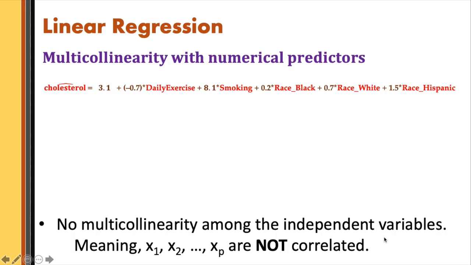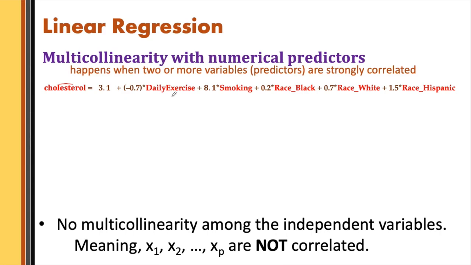Now the question is, does multicollinearity exist in numerical predictors? Yes, when you have two numerical attributes which are dependent on each other. Two or more variables are strongly correlated. That is, when one increases, the other would also increase. When one increases, the other one would decrease. Things like that. Now, when does it happen?